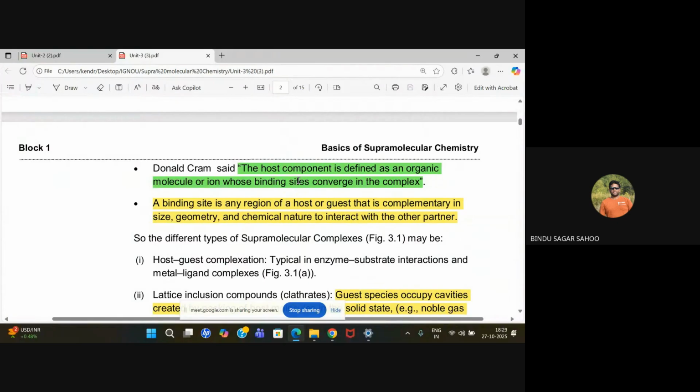Chemical nature means nothing but the non-covalent interactions we discussed in the first class: dipole-dipole interaction, ion-ion interaction, dipole-induced dipole interaction, hydrogen bonding. These are the chemical natures, or I can say these are the chemical interactions. So these three things are necessary: their size, geometry, and chemical nature.